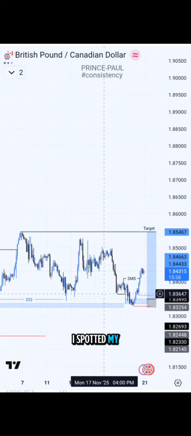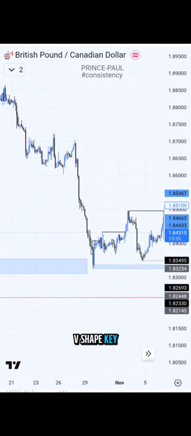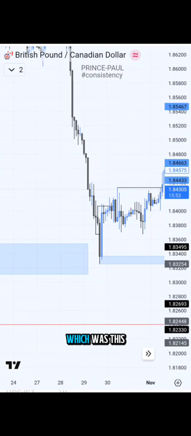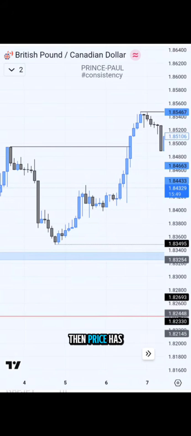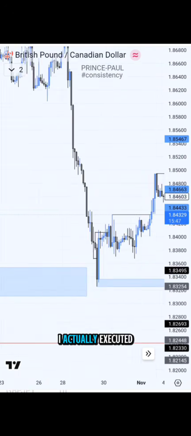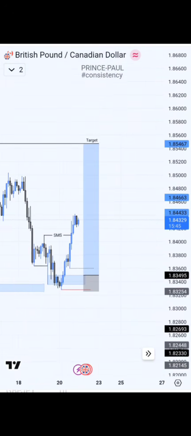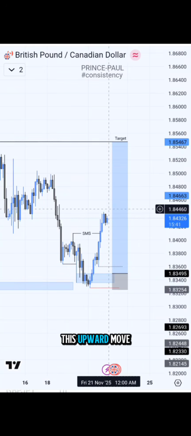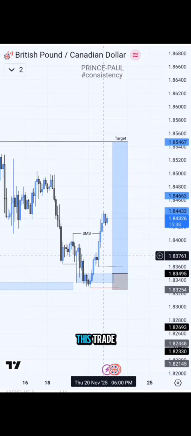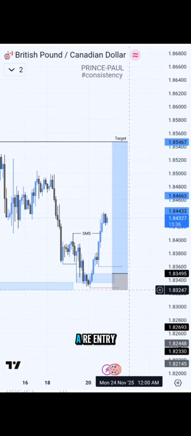I expected my V-shape key level on the 2-hour time frame, which was this point over here. Then price has triggered it. I actually executed this particular trade. Price triggered it and gave us this move, this upward move right here, right? So I was on profit on this trade, and I'm trying to get a re-entry.